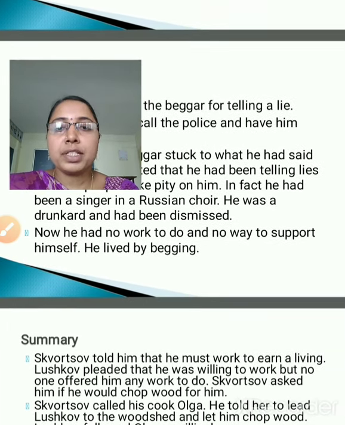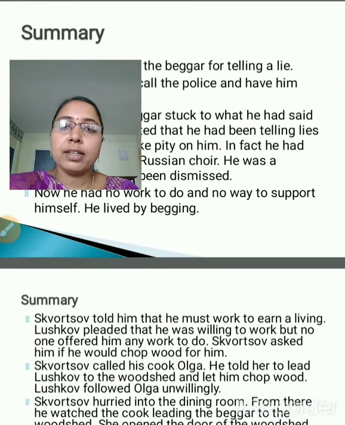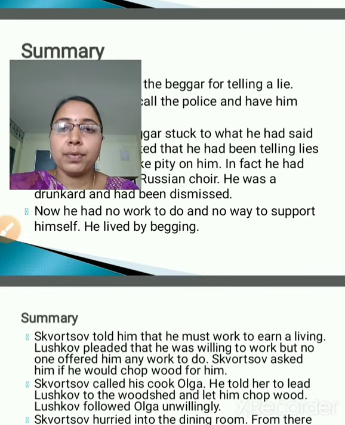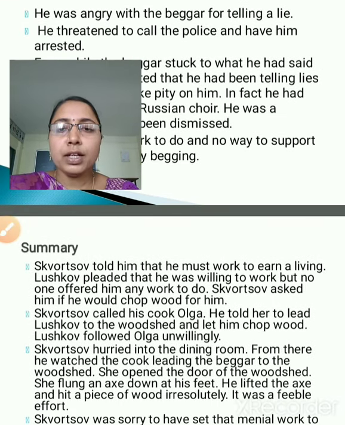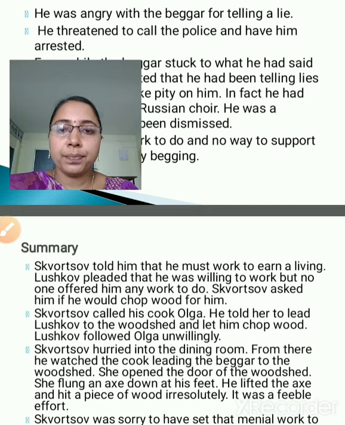Okay, he admits the fact that he was telling a lie, and by telling a lie, he wanted to extract money from that lawyer. Now, Skorstov told him that he must work to earn a living. Lashkov pleaded that he was willing to work, but no one offered him any work to do. Now, Skorstov asked him if he would chop wood for him.